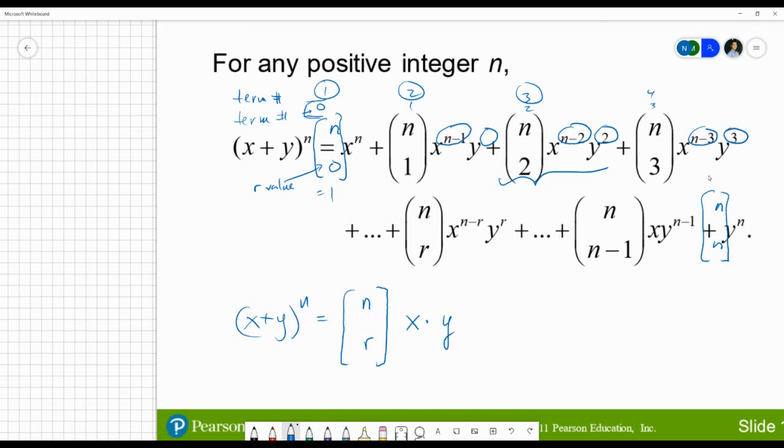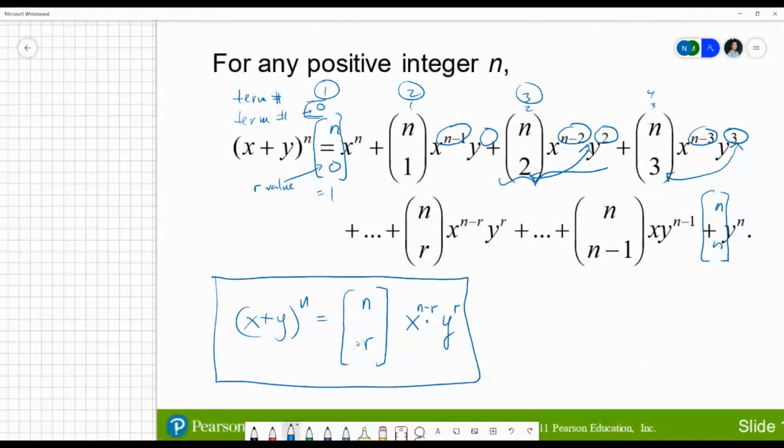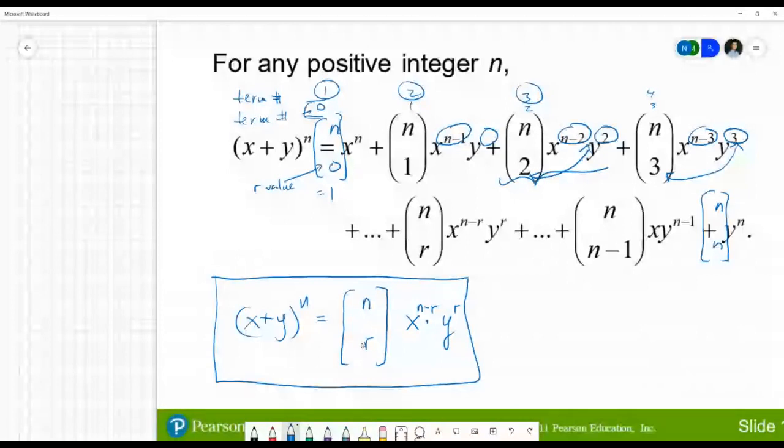Okay, so you see there's a pattern right here. This is the same number, right? So the r value is always the same as the exponent of y. So if this is r, then this is r. If this is r, and you see there's a pattern here, n minus r, n minus r. And that is your entire formula in general.